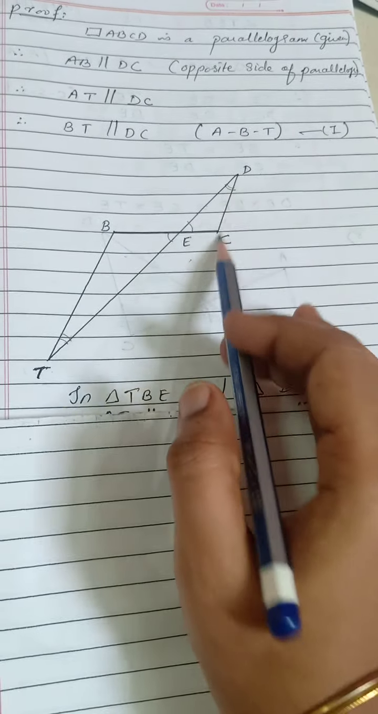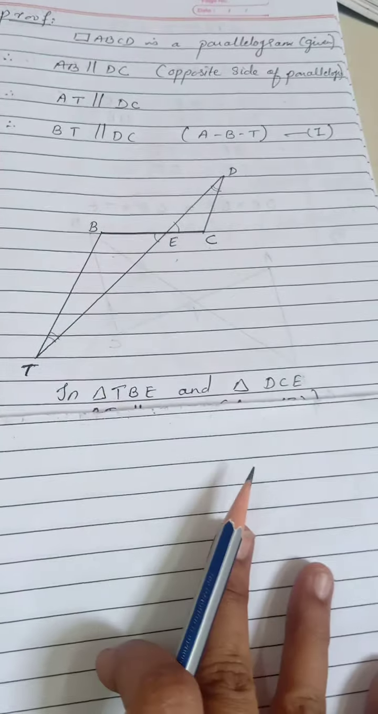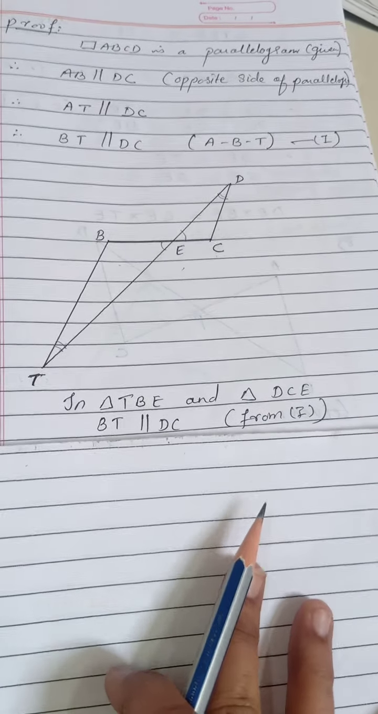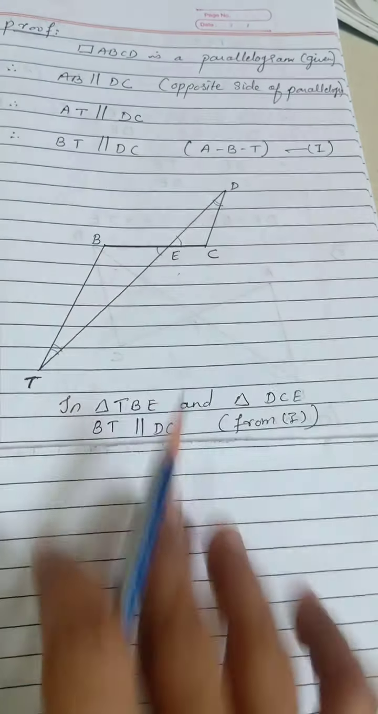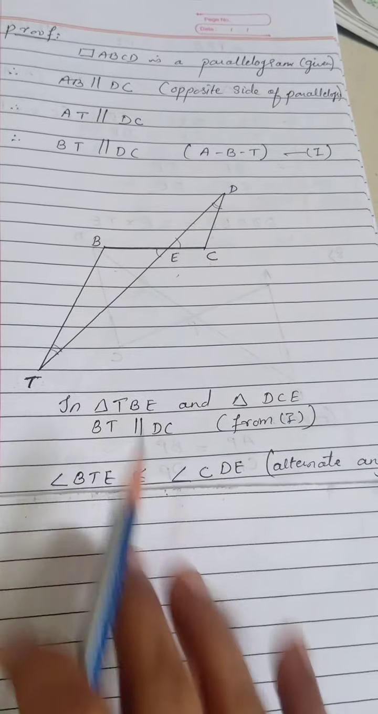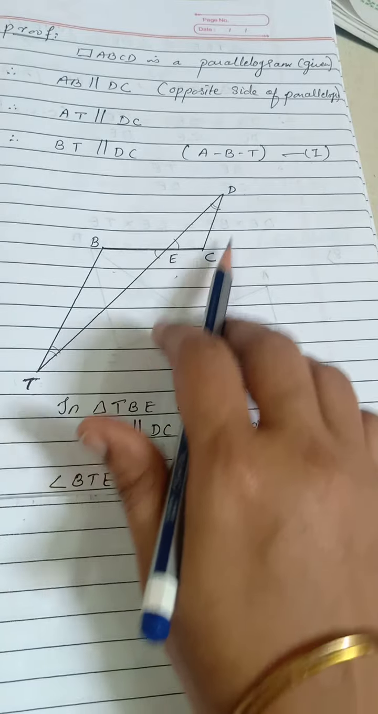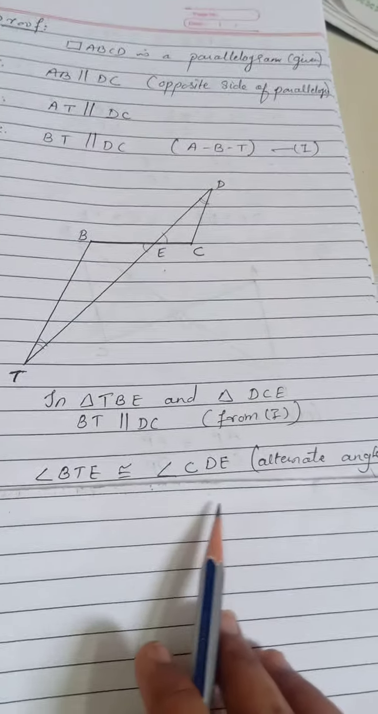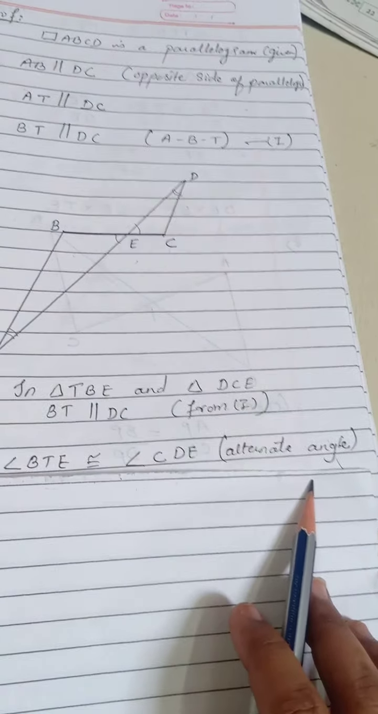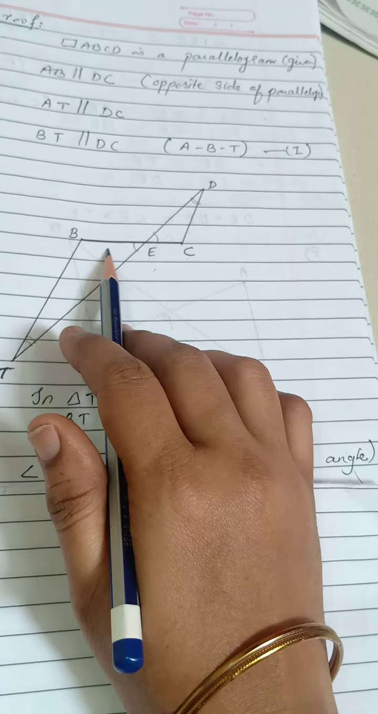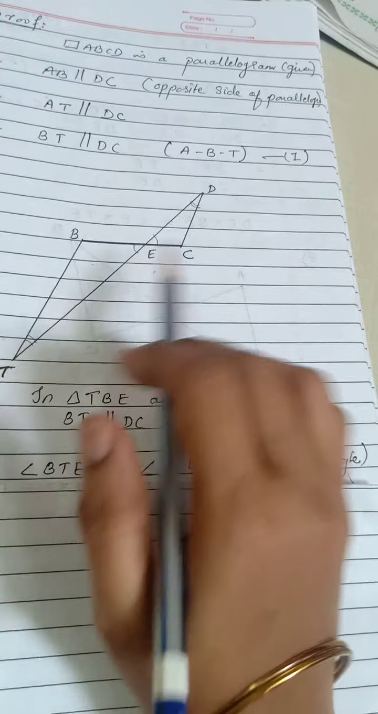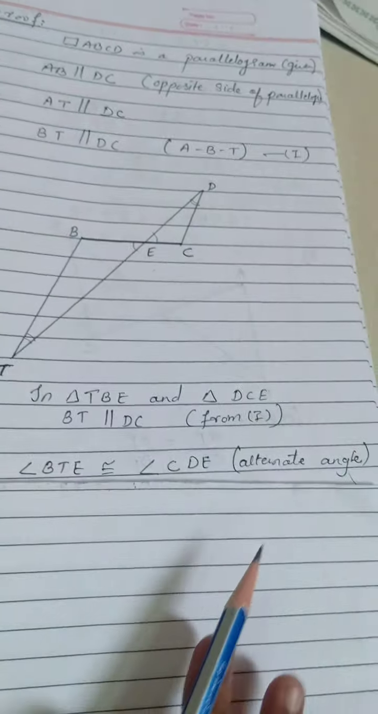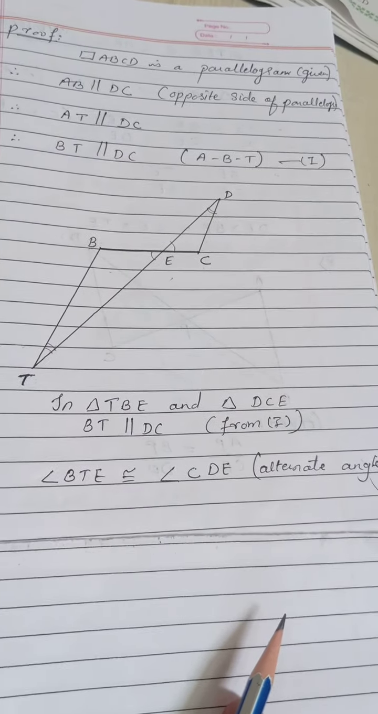First of all, we will write that these sides are parallel. BT is parallel to DC from 1. Therefore, we can say these two angles are congruent. Angle BTE and angle CDE, both angles are congruent because they are alternate angles. Now we have to take angle E. If we start from B, angle BET and angle CED. We will take that only.